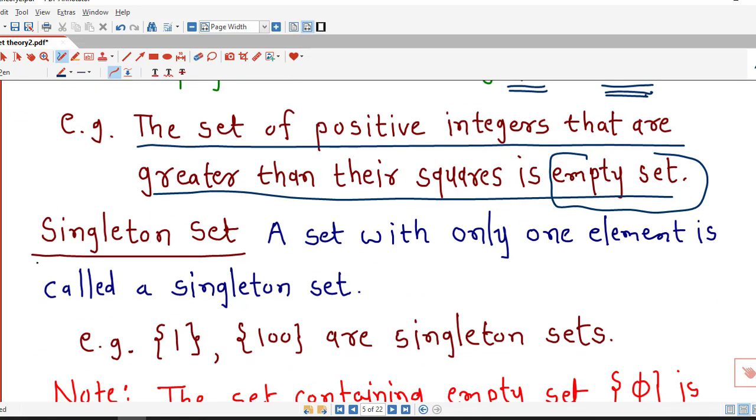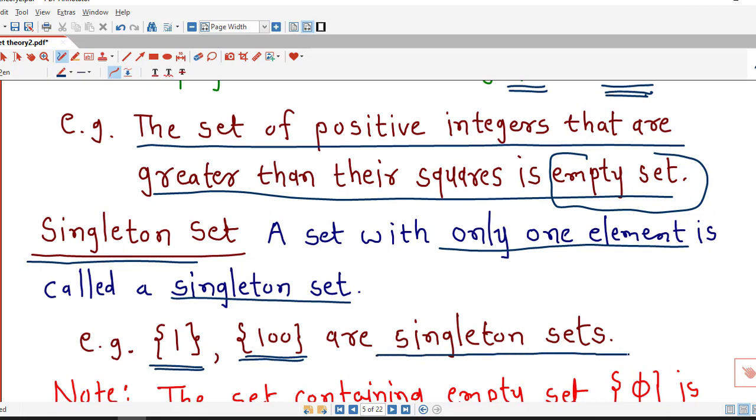This is also a useful definition: the singleton set. A set with only one element is called a singleton set. For example, this set contains only one element, 1. This is also a set containing only one element, 100. So these two are examples of singleton sets. A singleton set means a set which contains exactly one element.